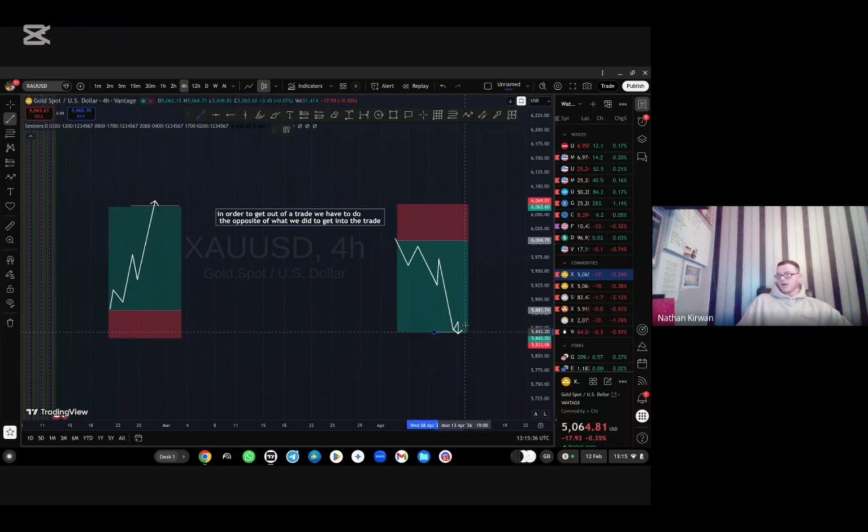Why? Because you have to do the opposite of what you did to get into the trade to get out of the trade. So if we sold into a trade, we need to buy back our position. And if we bought into a trade, we need to sell back our position. So we have labeled this now for you. It's nice and easy.